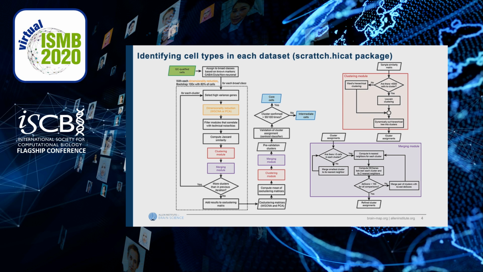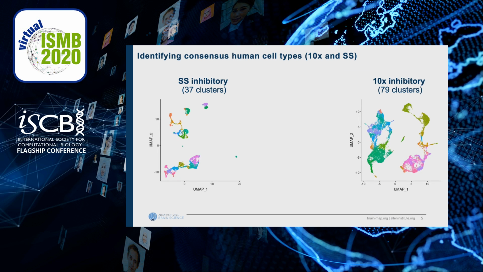And the merging module is then performed, which merges clusters with their nearest neighbor. They have to meet certain thresholds for number of cells in a cluster or certain DE gene parameters in order to not be merged. So we ran the HiCat clustering on the human SmartSeq and 10x data, and here on the left I'm showing you the SmartSeq inhibitory clusters that we identified, and on the right are the 10x inhibitory clusters. We got 37 for SmartSeq and 79 for 10x.